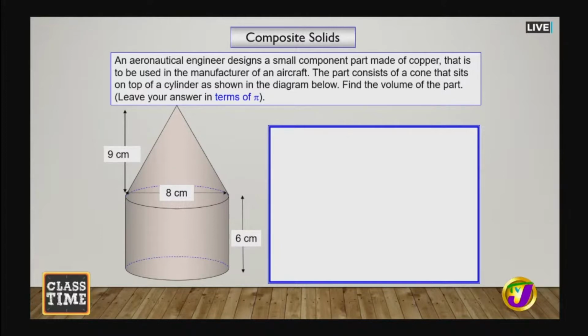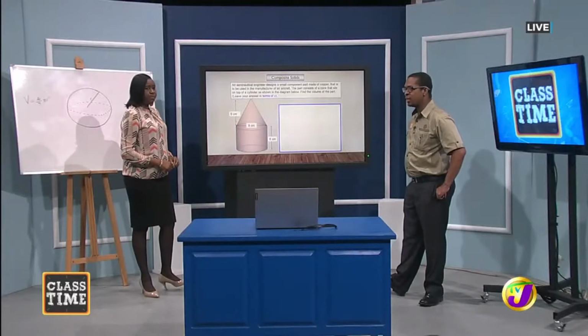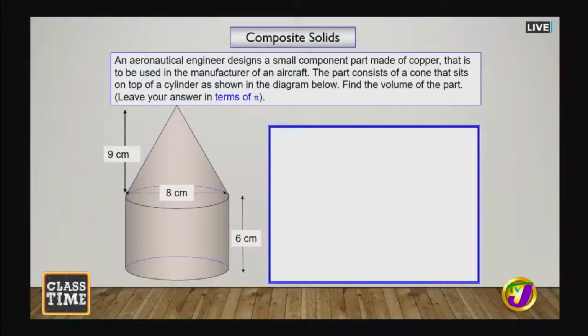Okay, so as you said before, we are seeing where we can find the volume of that cone at the top. Yes, and we know how to do that because we would have gone through that before. So we would have to find that volume and then find the volume of the cylinder, and then we can work from there.